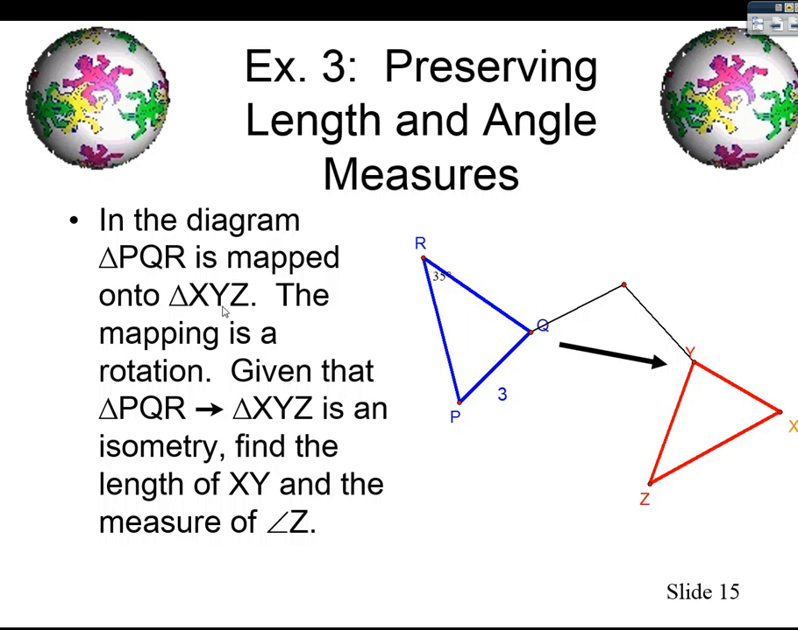Notice that XY matches up with PQ. How do we know for sure that they're exactly the same? Because it's telling us right here in the diagram, PQR is mapped onto triangle XYZ. The mapping is a rotation, and a rotation is an isometry. It's a rigid transformation, so all the measurements would be preserved. What used to be PQ has now become XY. PQ had a length of 3, so does XY. Didn't even really need the picture.